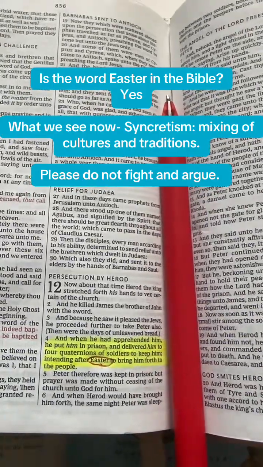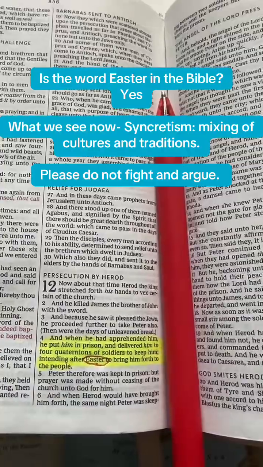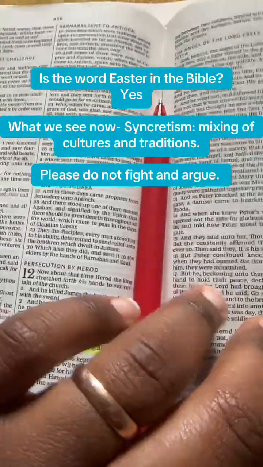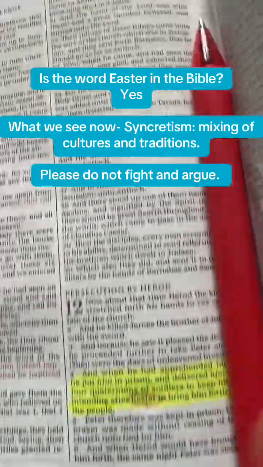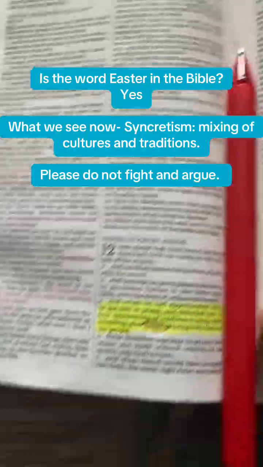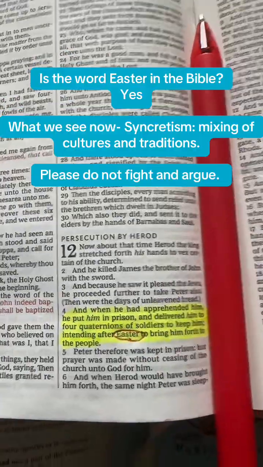All right, y'all, we're going to pick up right where we left off before. We were talking about how the Bibles after the KJV no longer have the word Easter and instead it has the word Passover. But let's talk about why that is the case.